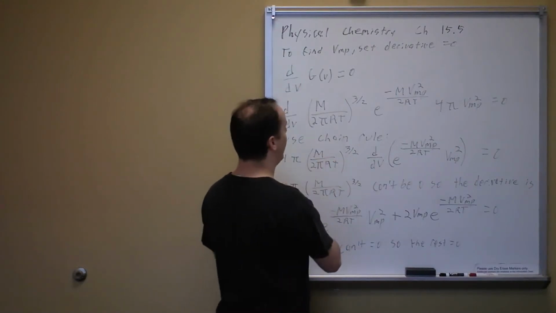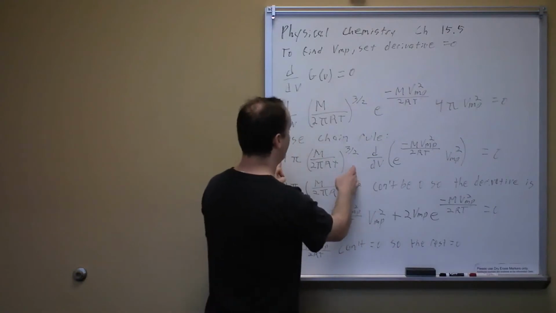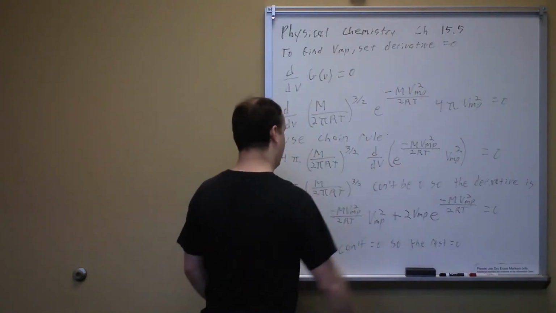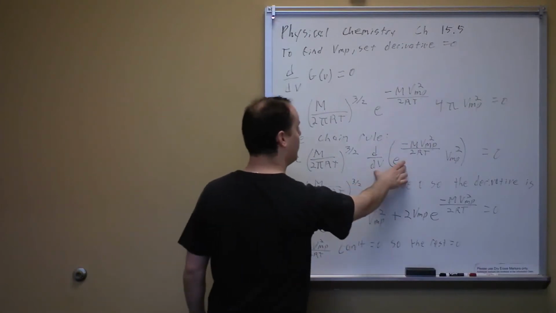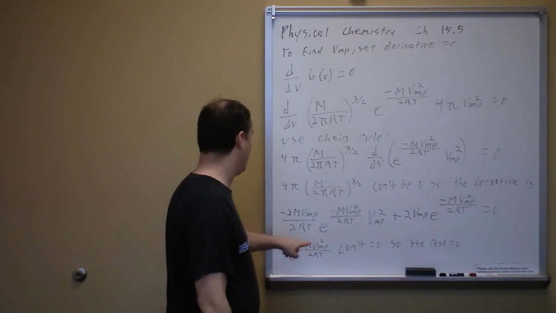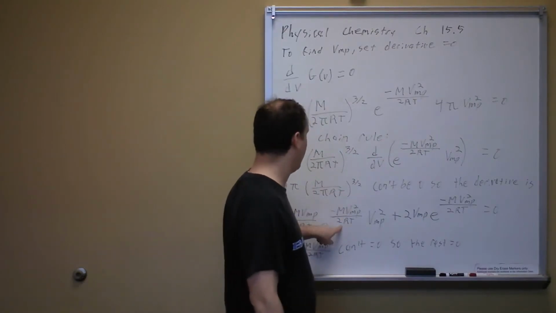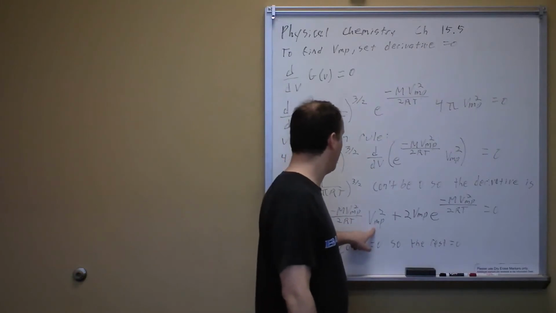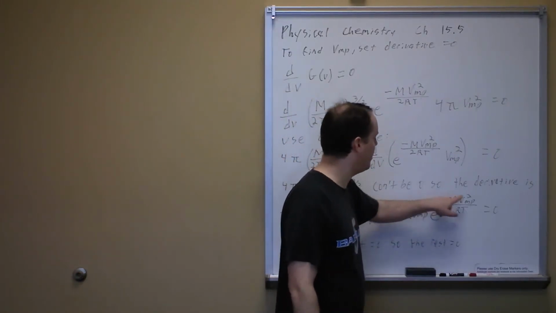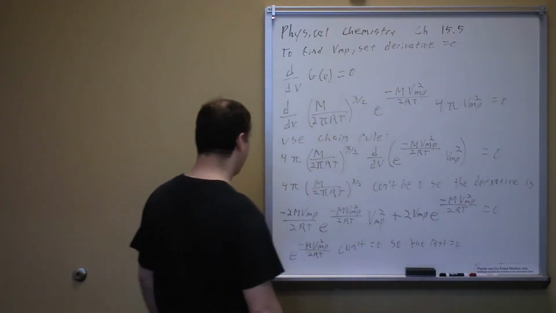So we know if x times y is equal to 0, and x can't be 0, then y must be 0. So if this can't be 0, this must be 0. So now we can say that this derivative is equal to 0. So using the chain rule and the product rule in one step, we get minus 2m vmp over 2RT times e to the minus m vmp squared over 2RT times m vmp squared plus 2 vmp times e to the minus vmp squared over 2RT.